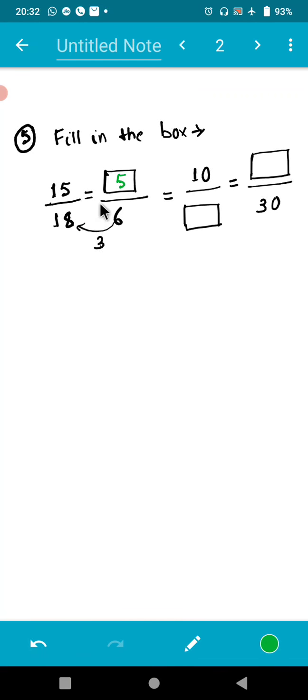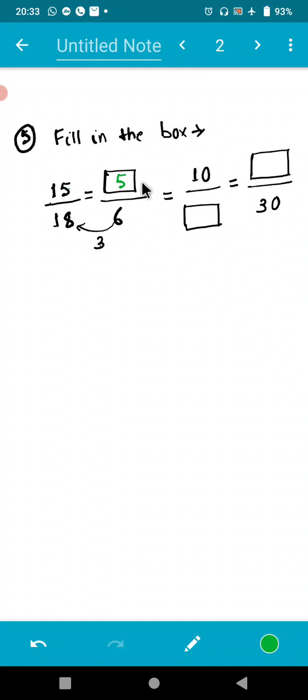Understood how exactly we will do? Always try to compare the numbers which are given. Try to find out the relation between these two. So 6 into what is 18, or we can also say 3 into 6 is 18. So 3 into what is 15, that is 3 into 5 is 15.